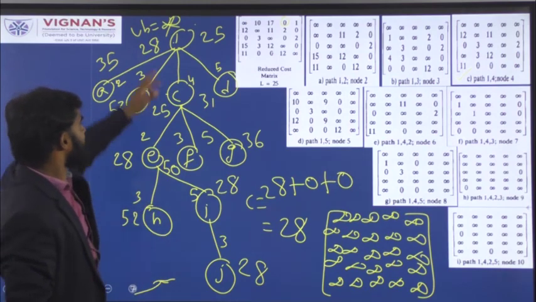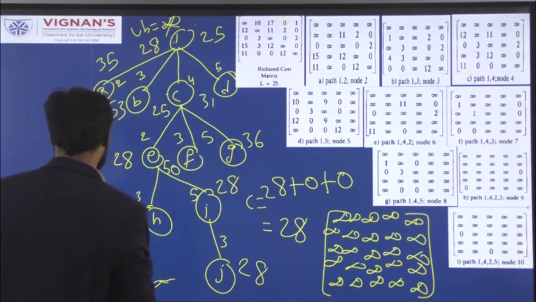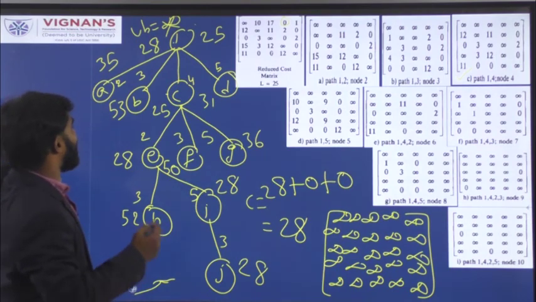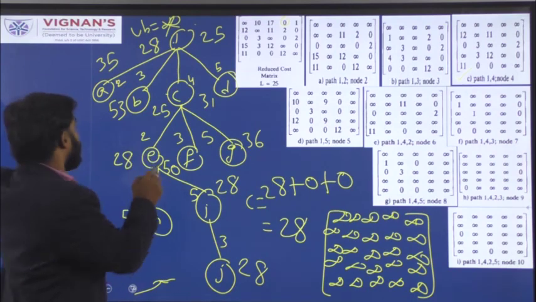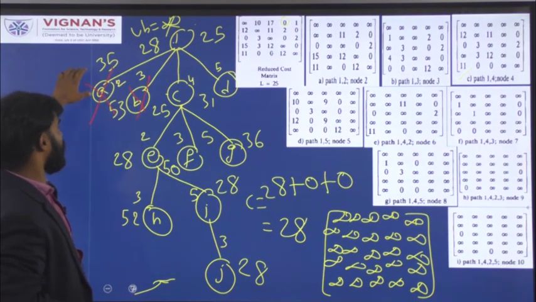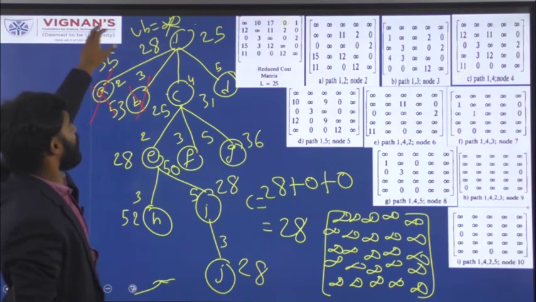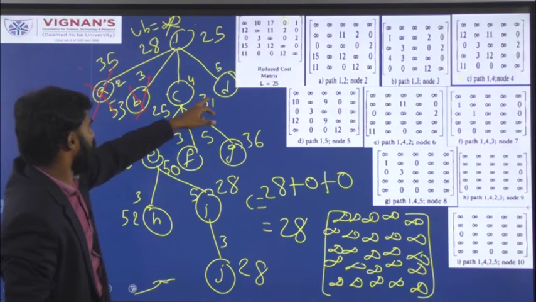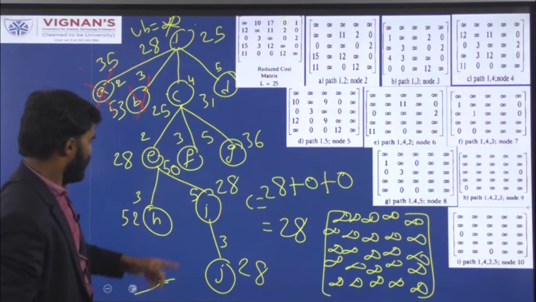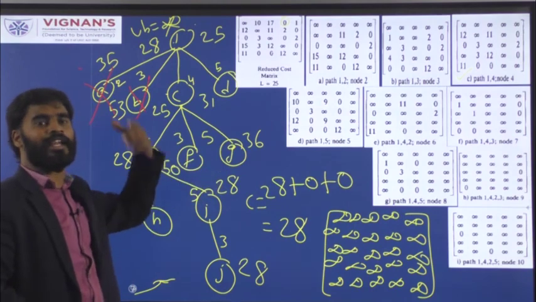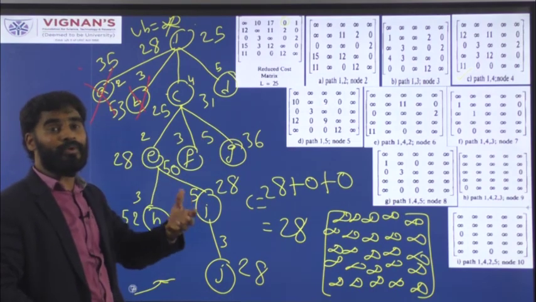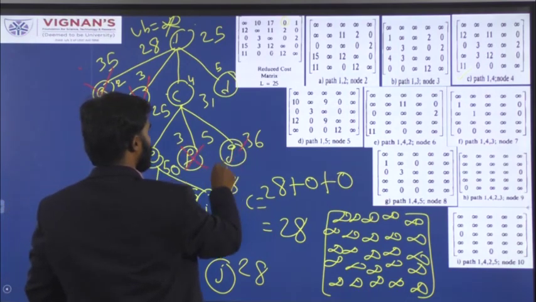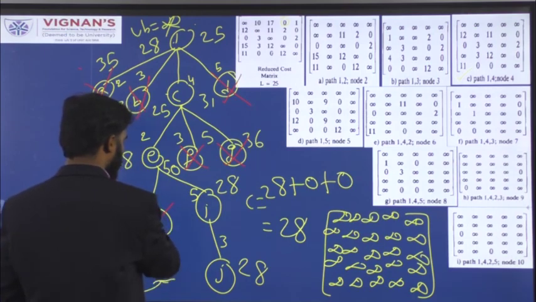And then you have to compare this upper bound with all the live nodes. If any live node cost is greater than this upper bound, just prune them. The cost of A is 35, which is greater than the upper bound, prune it. The cost of B is greater than the upper bound, prune it. The costs of D, H, F, G are all greater than the upper bound. So you have to prune the branches whose cost is greater than the upper bound. So this will be pruned, this will be pruned, and this also will be pruned.